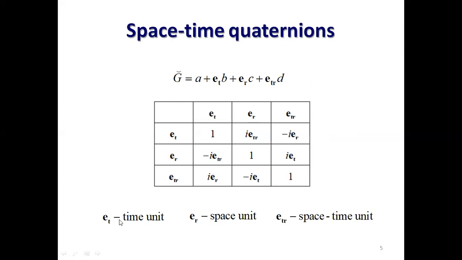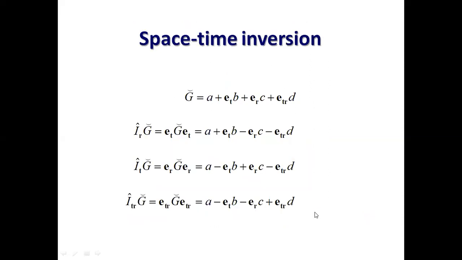ET is the so-called time unit, which is changed under time inversion. ER is the so-called space unit, which is changed under space inversion. And ETR is the space-time unit, which is changed under both space and time inversion.